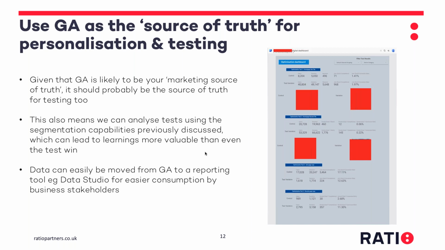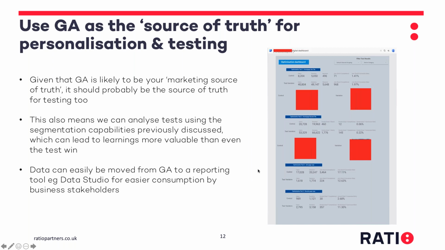So was it the case that the test was particularly good for people coming from SEO, organic search? Was it particularly good for returning visitors versus new visitors? And these are all sorts of learnings about why the test performed as it did, that can help you to plan what the next test should be and how you can get even better at what you're doing.